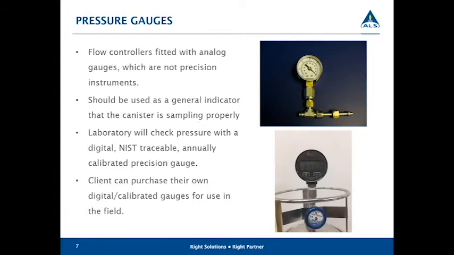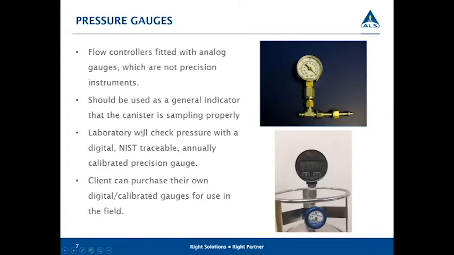Flow controllers are fitted with analog gauges, which are not precision instruments. These should be used as a general indicator that the canister is sampling properly. This is an analog gauge, and most of your flow controllers that come with your Summa can and flow controller orders are fitted with the analog gauge. But again, those are not precision instruments.